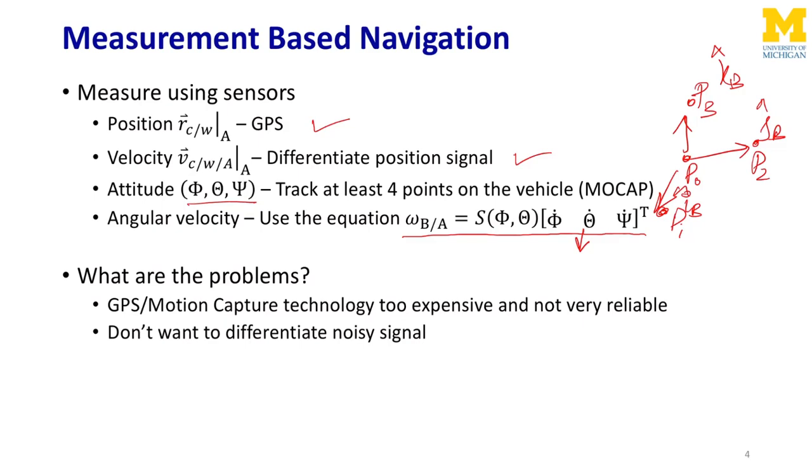And even if you could get all these technologies to give you the measurements, you still don't want to differentiate noisy signals, because if you differentiate a noisy signal, the differentiated signal might have large transients. So this is not an approach that we want to use. We will not be using measurements alone to do navigation. Nobody uses measurements alone to do navigation, except in very, very simple cases.